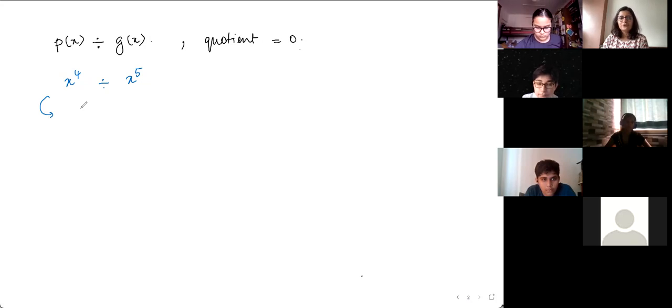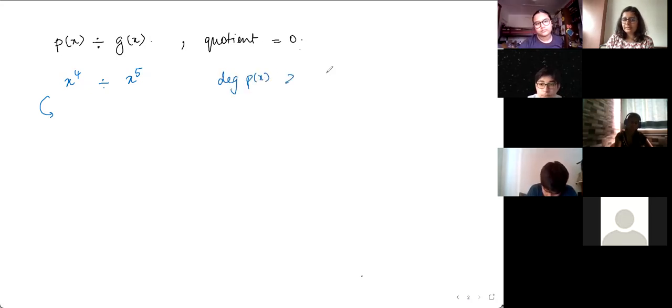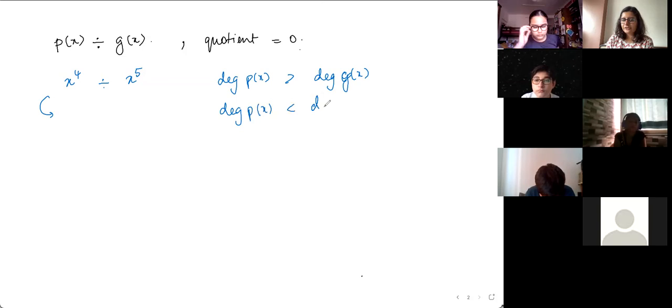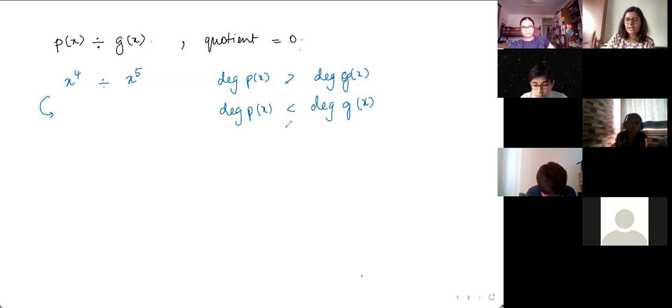Yeah, good approach, Srijak. So see, if you look at the options, you have either degree of p of x greater than degree of g of x, or degree of p of x is less than degree of g of x. In this you need to decide which one it is. If it doesn't hold in either option, then you can choose can't say, cannot be determined, and so on. So test out both these scenarios first.